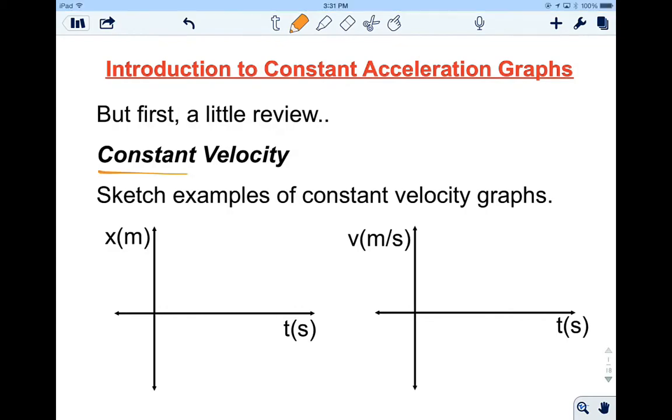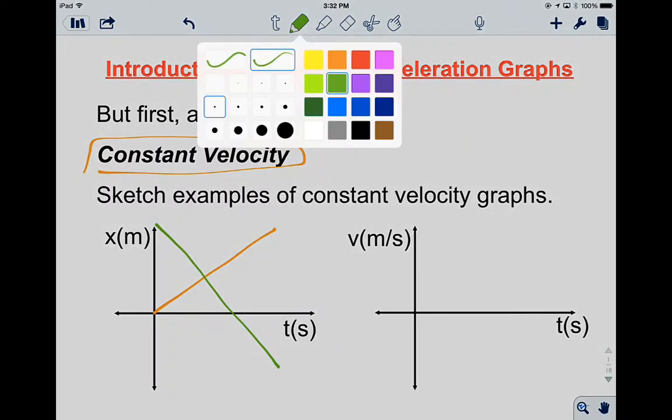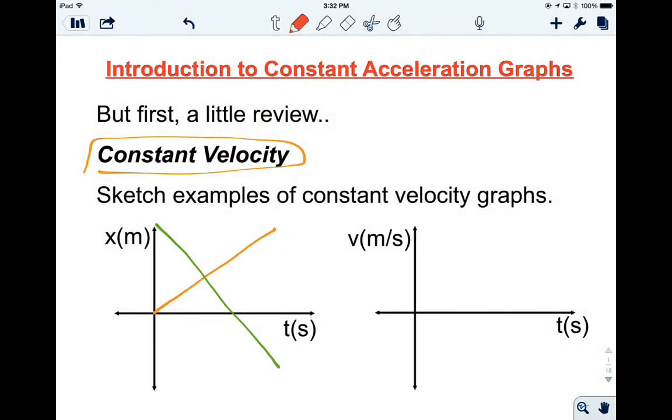To start with constant velocity: constant velocity on a position versus time graph is like our buggy. When you talk about constant velocity, you're talking about a relationship between position and time that's linear. It could have positive slopes, negative slopes, negative or positive y-intercepts, but it's all about the line, so a linear relationship.